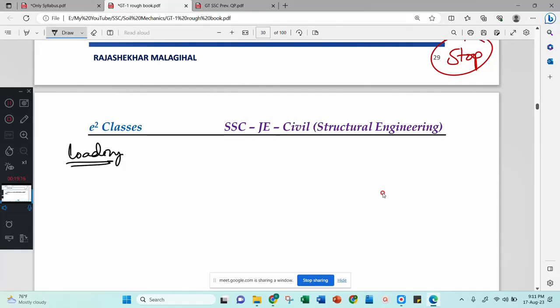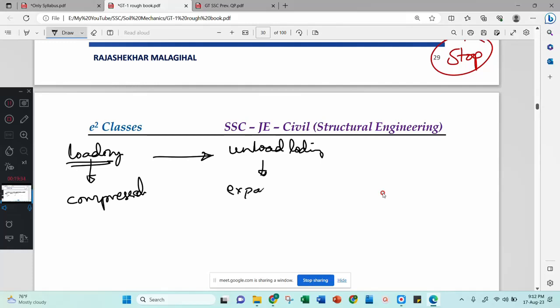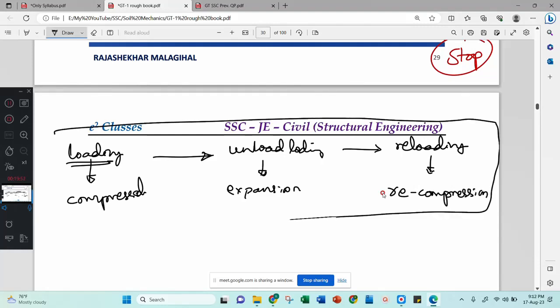Means when we witness this loading, the soil is called compressed. Then after that, in the second set we have made unloading. When we make this unloading, then the soil will experience expansion. Then when I start reloading, then the soil will experience recompression. Then I can say this is your consolidation test.